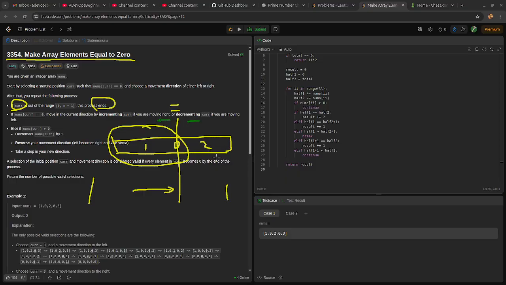But if there are differences, and the difference is 1, there's only one direction we can go. We can only go to the direction of the bigger side, like this. But if the difference is bigger than 1, then it is impossible.